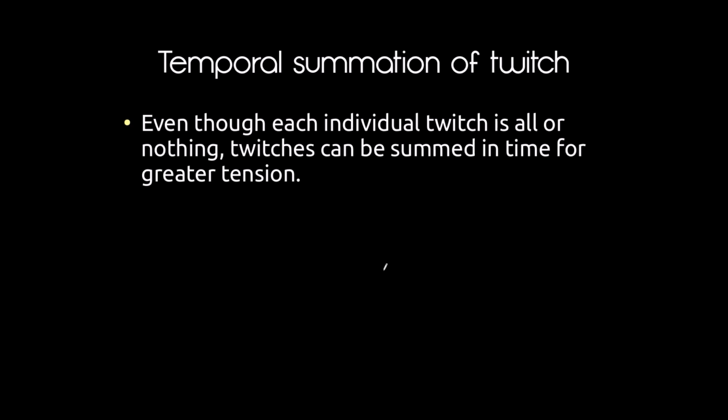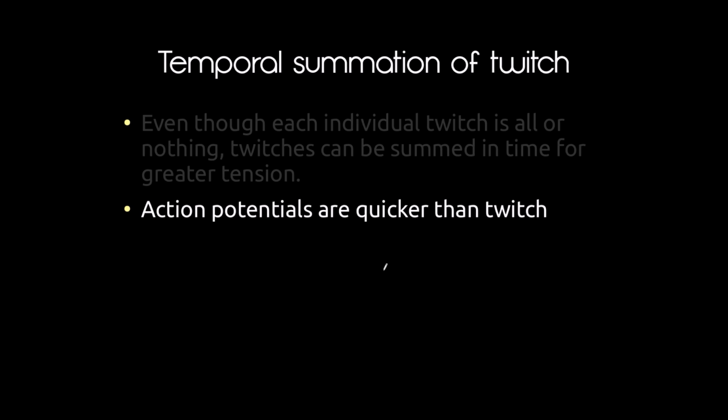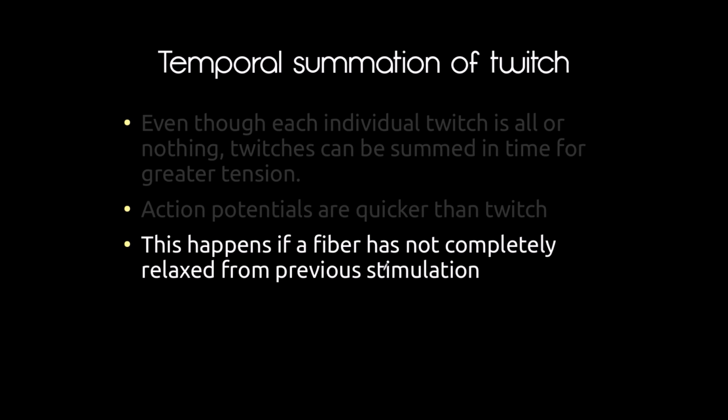And this is somewhat analogous to what we were talking about before in the nervous system about summation of graded potential. So in concept, this is going to be similar to that. Now, the reason that this is possible at all is that the muscle action potentials that are happening are actually a lot quicker than these twitches. And so we can get in several action potentials in the duration that a single twitch can take place. And what happens then is if a fiber has not completely relaxed by the time we get the next action potential, we're going to get some sort of summation that's happening.